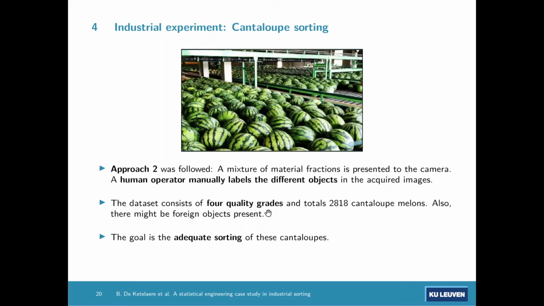We had 4 quality grades of the cantaloupes, about 2,800 individual pieces. And we also realized that there might be some foreign objects like wood and stones being present. So the question now is, if we have this sorting task to perform, how is our real-time and robust classification doing for this case study?